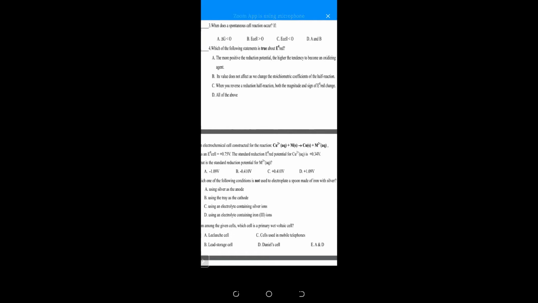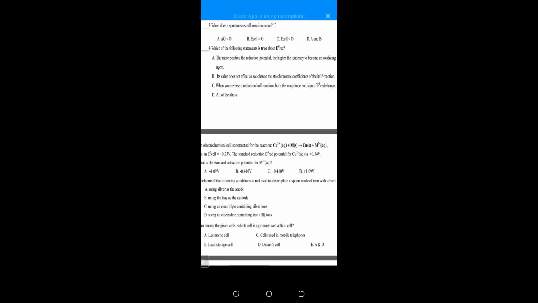oxidized ለመሆን ምን መሆን አለበት? E of cell, the reduction potential value must be least. ስለዚህ the more positive the reduction potential, the higher the tendency to become an oxidizing agent. ትልቅ positive value አለው ማለት reduced ነው የሚሆነው. Reduced substances are what? They are best oxidizing agents. So this is a true statement.